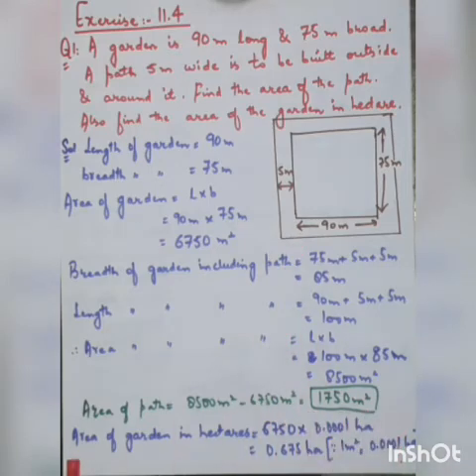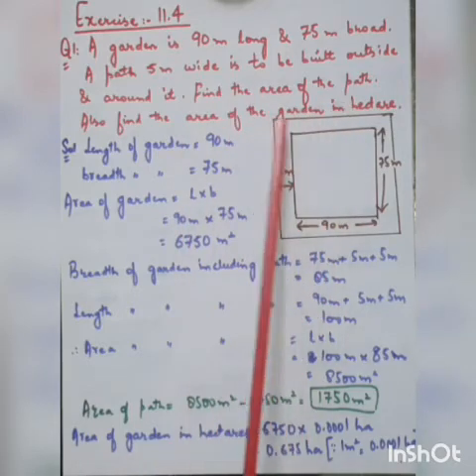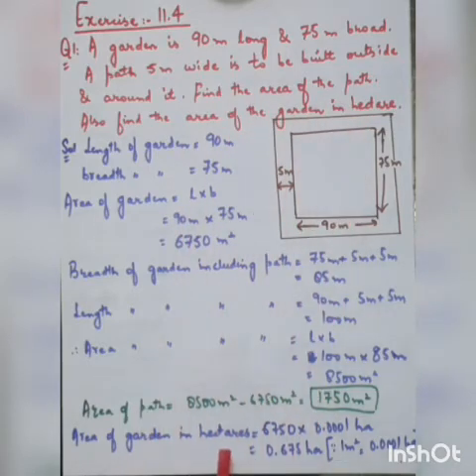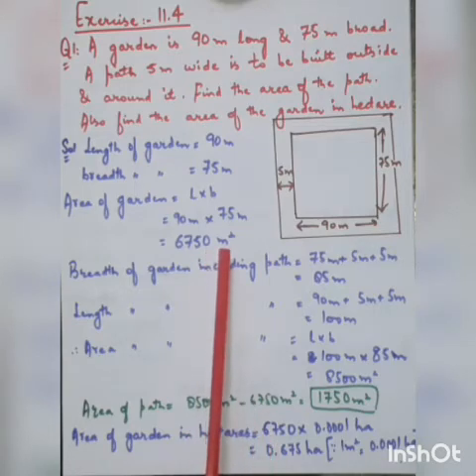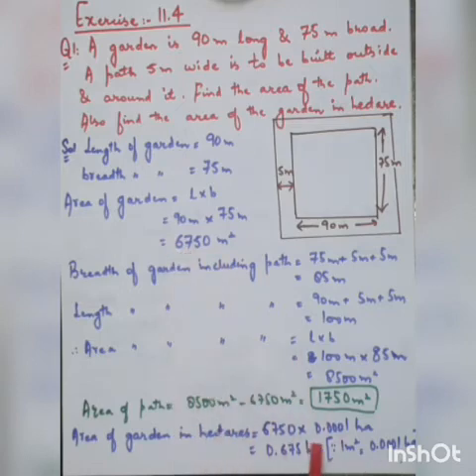Clear? Now we have to also find out the area of garden in hectares. So area of garden in hectares is, for converting this unit meter square into hectares, we'll multiply this by 0.00001. So when we will multiply this with this, we'll get 0.675 hectares, because we know that 1 meter square is equal to 0.00001 hectares. So you have to remember this, and when you will multiply this 6750 with this, you will get 0.675 hectares. So this is the area of the garden in hectares. Clear?